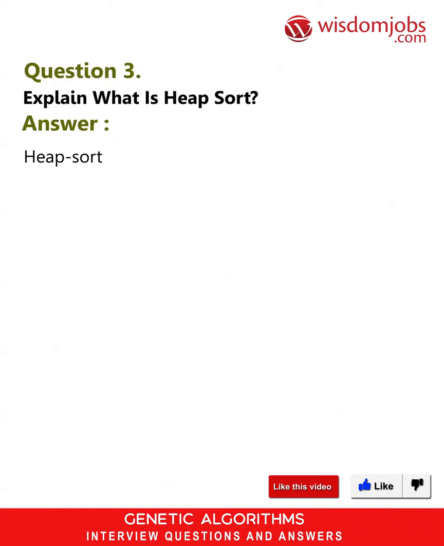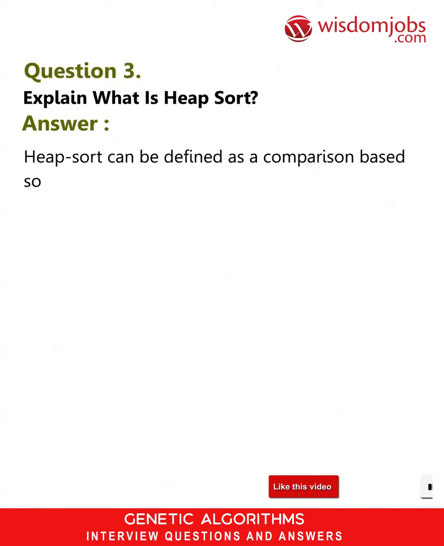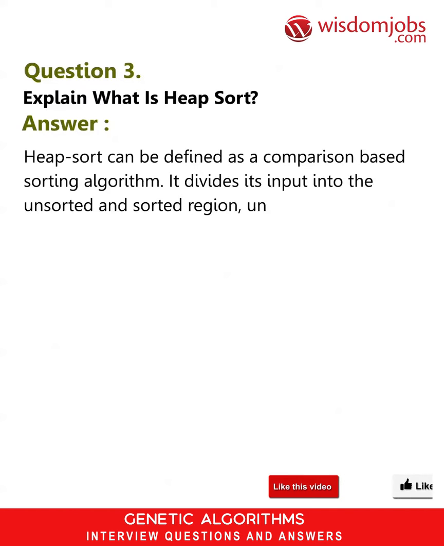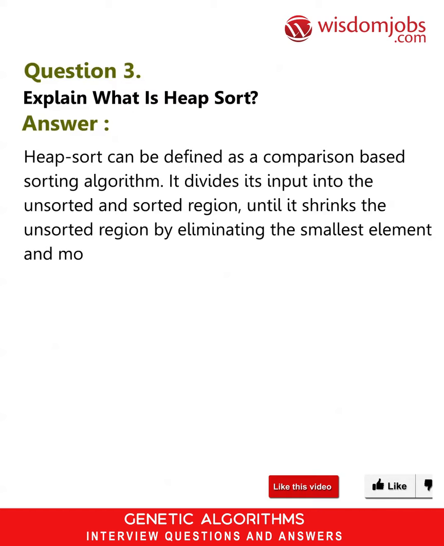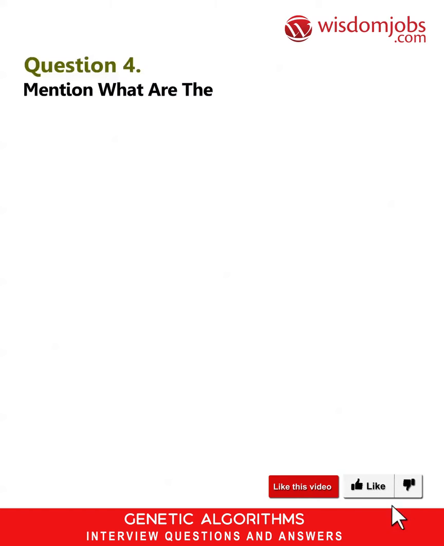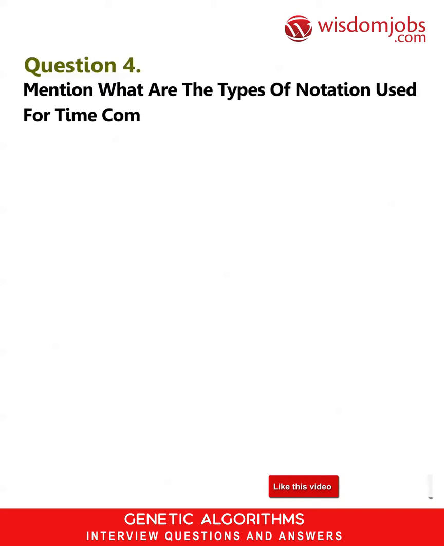Answer. Heapsort can be defined as a comparison-based sorting algorithm. It divides its input into an unsorted and a sorted region, and it shrinks the unsorted region by eliminating the smallest element and moving that to the sorted region. Question 4. Mention what are the types of notation used for time complexity.